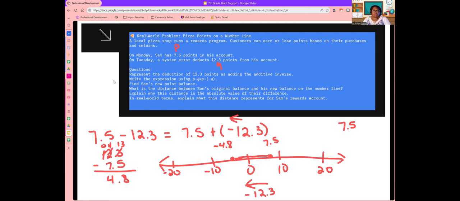All right, so in real world terms, we know that he will be sitting at negative 4.8 points, which means, at least for right now, he's going to have to get 4.8 points just to get to 0, just to clear the negative balance. And then after that, he'll be able to start back accruing a positive balance on his points.